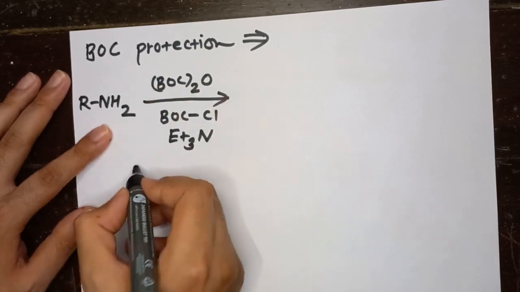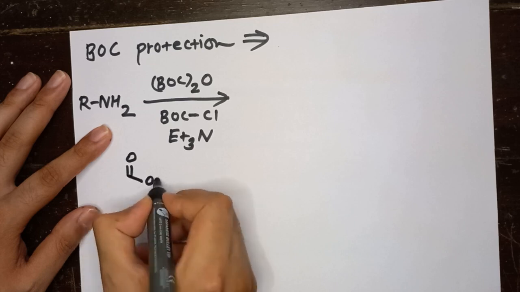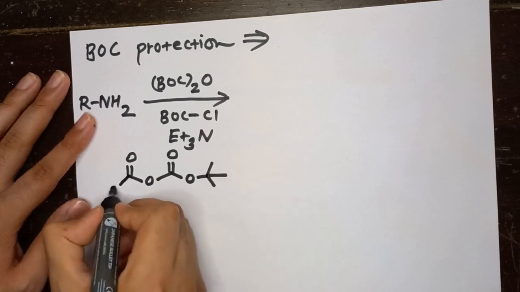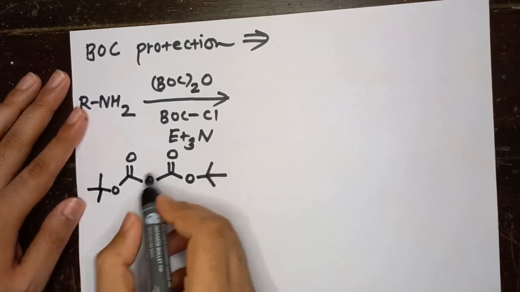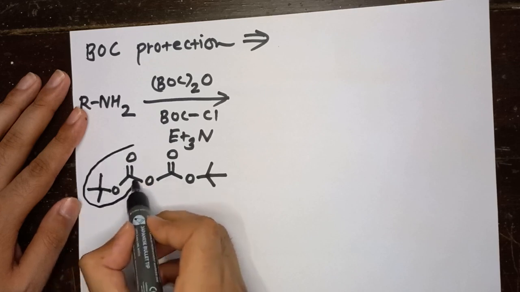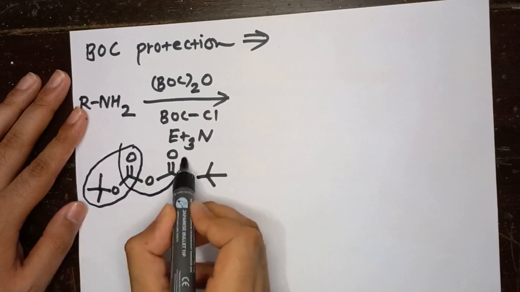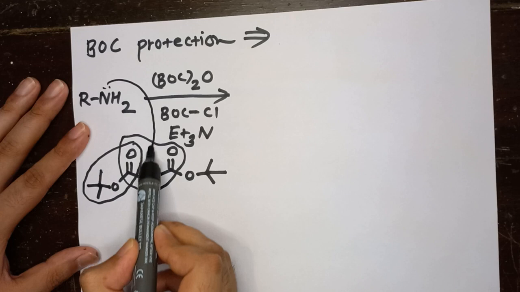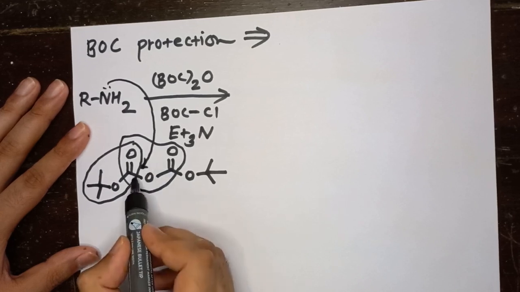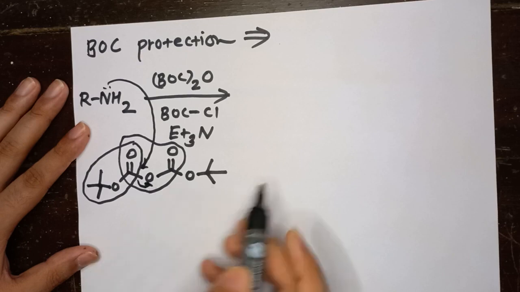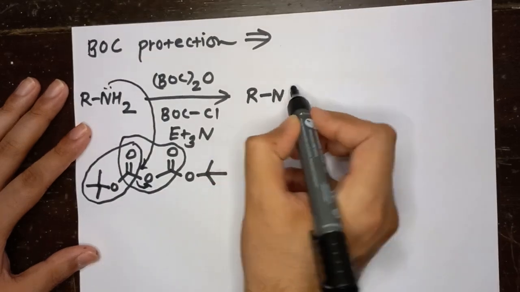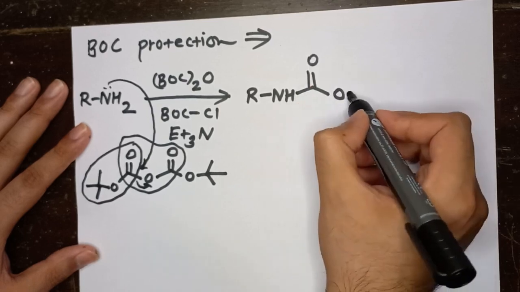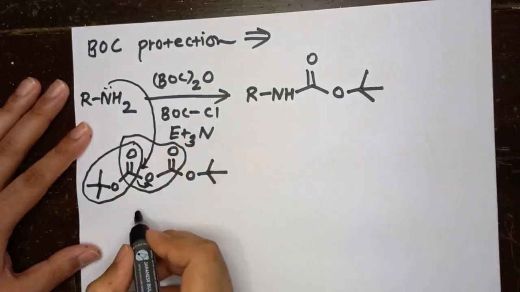So what is the structure of Boc anhydride? We know the structure of an anhydride is like this, and we want to keep the Boc group. So this is my Boc group, this is my Boc group, and this is an anhydride. That's why it is called Boc anhydride. So this nitrogen lone pair will attack at this carbonyl, and this C-O bond will break, and this is how you protect your amine into a Boc protection.